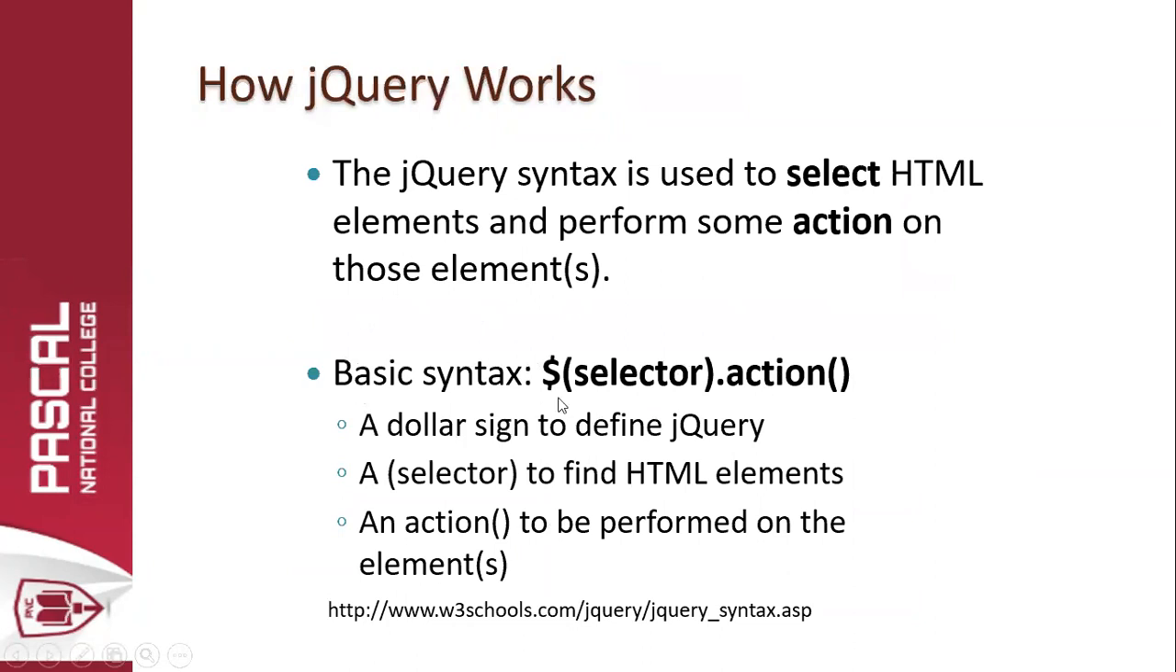Now your syntax is something like this: dollar, you need to pass your selector. This can be your ID, your tag, or your class. Then dot, then action. So this is how you are going to write. The dollar sign is mandatory to define your jQuery. Your selector means which HTML element you want to find. Your action means the action you want to perform on that particular element. You can find the syntax for jQuery in this link.